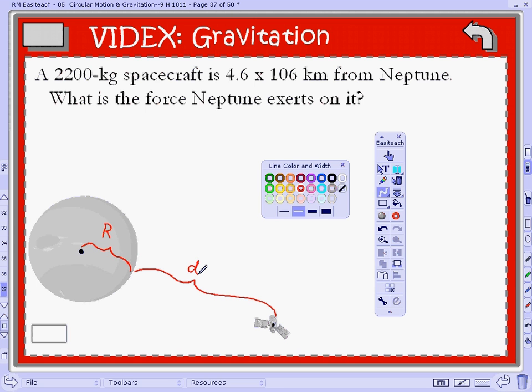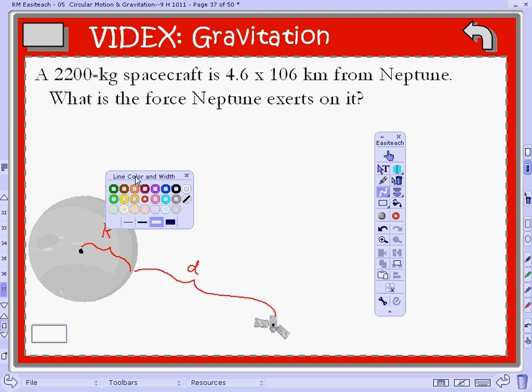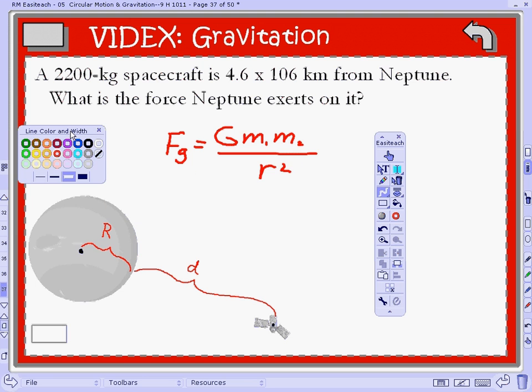Ultimately what I'm going to do is plug into this equation: F sub g is equal to capital G m1 m2 over r squared. So the real trick here is I need to find r. Well, r is equal to that radius plus the distance. And don't be intimidated by the letters. I'm just going to get two numbers and I'm going to add them up.